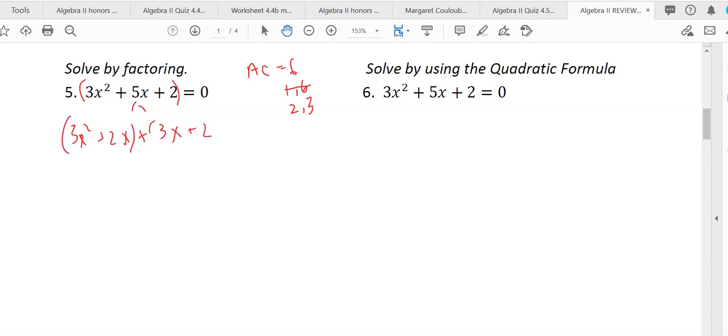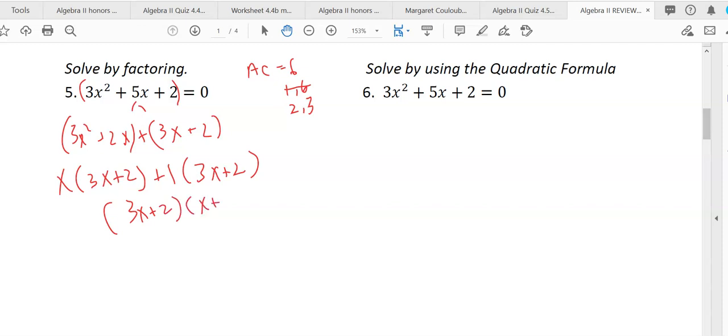Group the first two terms, last two terms. You get x times 3x plus 2. Sorry, it's a little sloppy there. Plus 1 times 3x plus 2. Notice, I took the 1 out just because it's going to make our next step easier when we regroup it. So it should be 3x plus 2 times x plus 1. So clearly one answer is x equals -1. This one you might actually have to set equal to 0 to find it. So 3x equals -2, so x equals -2/3.